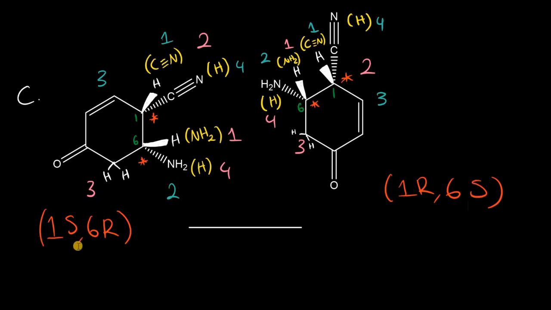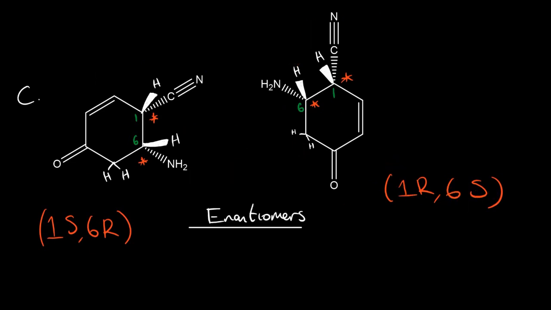And if we look at the chiral centers, finally, 1S, 6R versus 1R, 6S. These are enantiomers. One way to check your work and to prove that these are enantiomers, or in other words, mirror image molecules, is to look at the symmetry.